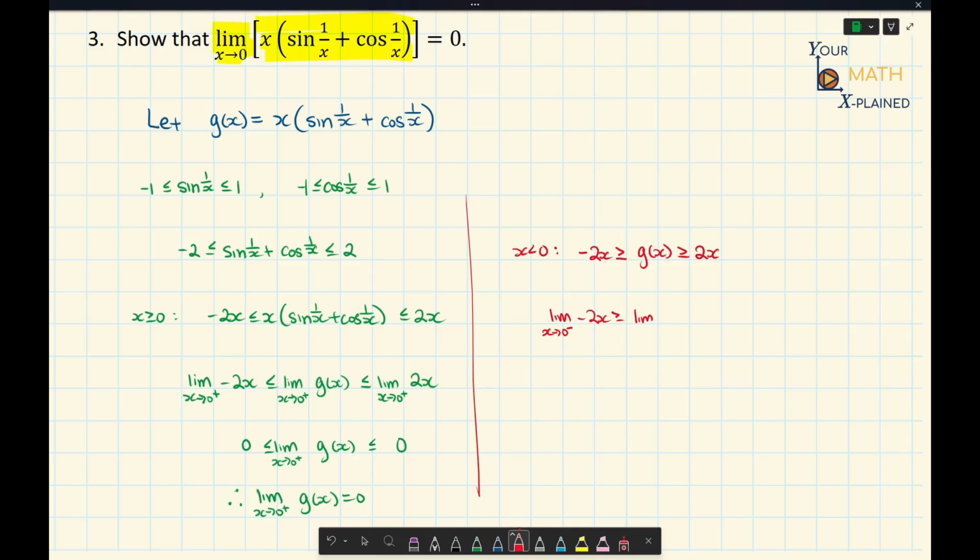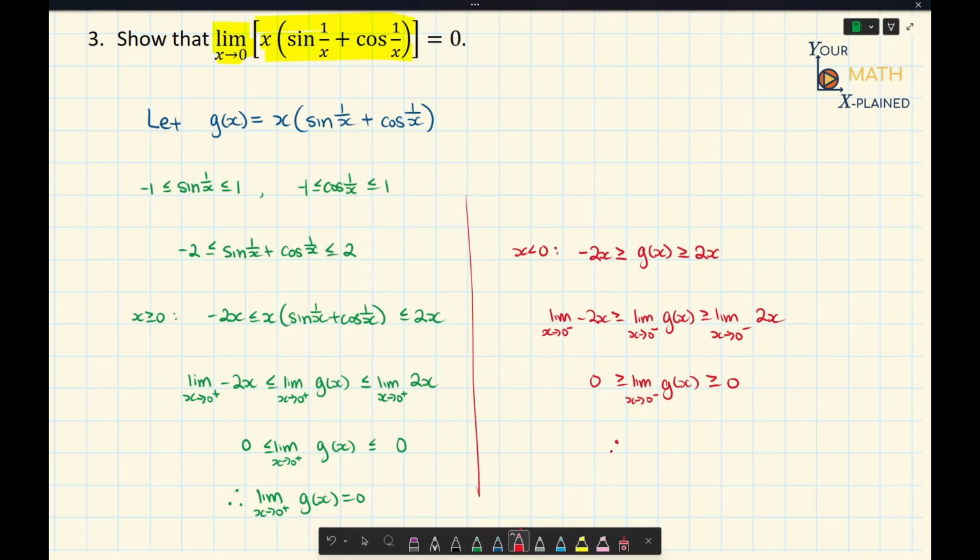So we get this, and the limit as x approaches 0 from the left-hand side of g of x is greater than or equal to the limit as x approaches 0 from the left-hand side of 2x. And again, we can use direct substitution here and here. So then we get 0 is greater than or equal to the limit as x approaches 0 from the left-hand side of our function g of x, which is greater than or equal to 0. And we can see that it's sandwiched in between 0 and 0.